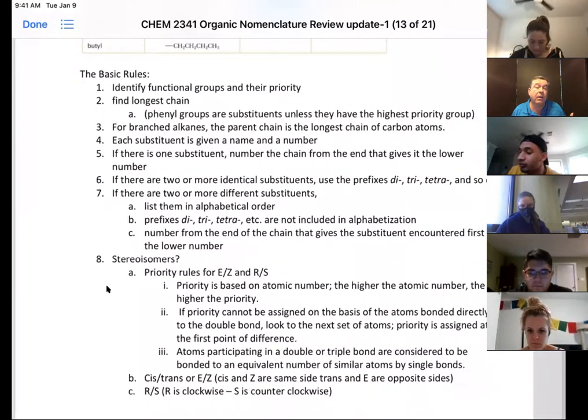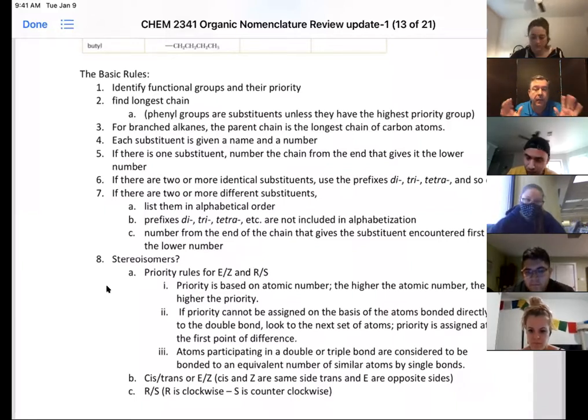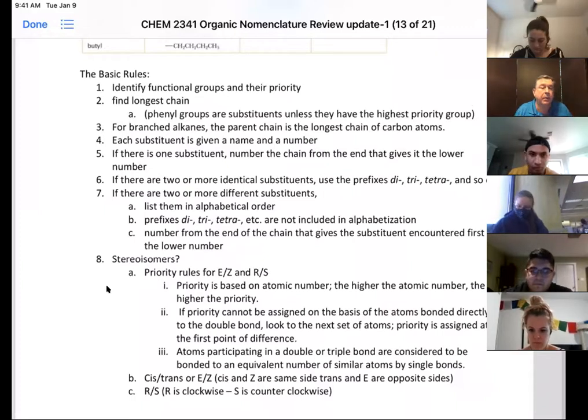Then you have to find the longest chain containing that high priority group. Okay, and remember, it can be in a really wiggly chain. It doesn't have to be straight. Then you look for branches. You put the parent chain on the longest carbons. You give each substituent a number. You want the substituent to be lowest if possible.